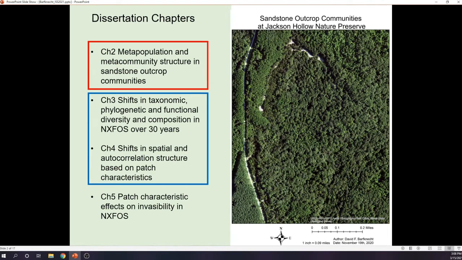The site that I chose for this research was the sandstone outcrops at Jackson Hollow Nature Preserve along Trig Tower Road. It's pretty easy to tell from this image that most of these sandstone outcrop communities are quite visible. This imagery is from about 200 feet up, stitched together using orthomosaics, and you can see several spots where there are distinct xeric openings within an adjacent hardwood forest matrix that takes up a large majority of this preserve.